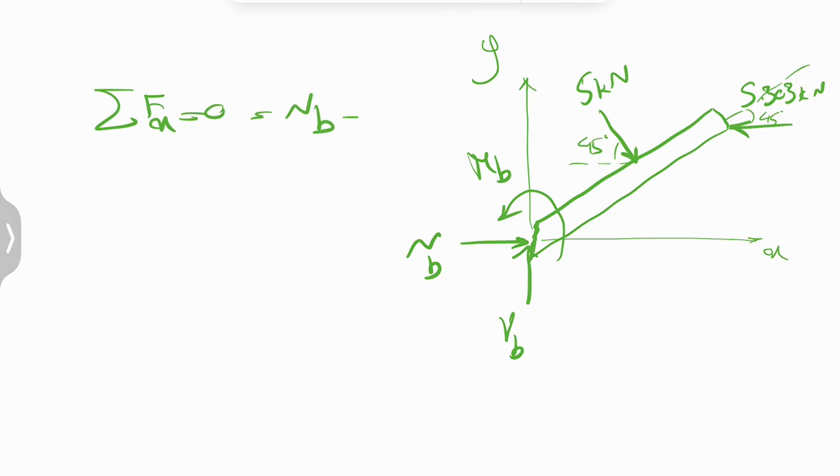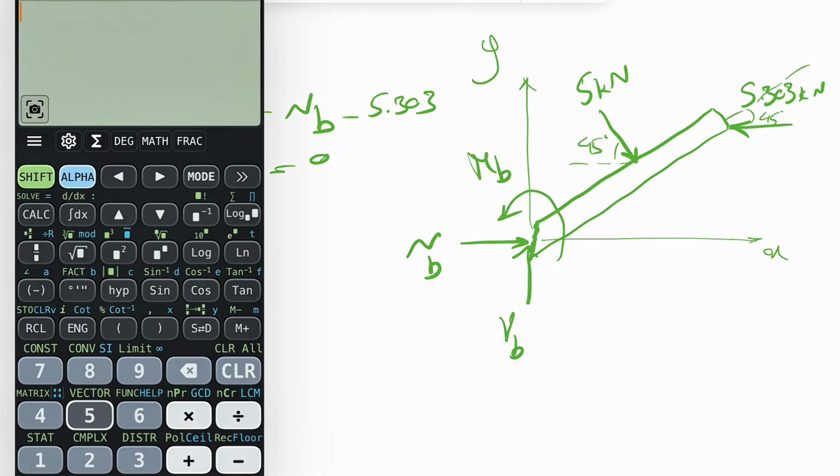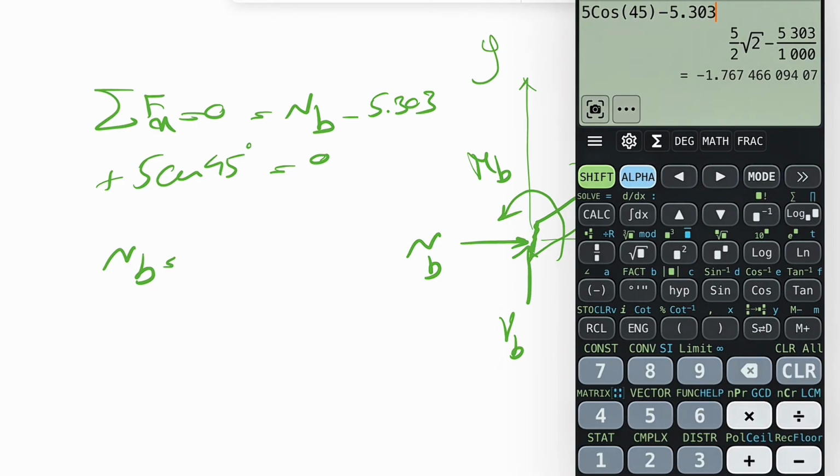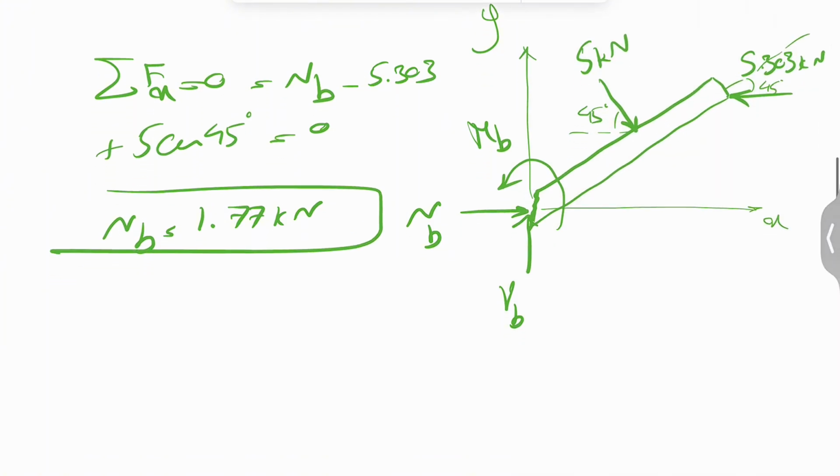We're going to have NB negative 5.303, and we have the x component of the 5 kilonewton, which is 5 cosine of 45 degrees. And yeah, that's pretty much everything for this one. So our NB would be 5 cosine of 45 minus 5.303. And obviously this is going to be on the left side. If it goes on the other side, it will be positive. So 1.77 kilonewtons. So that's our NB.